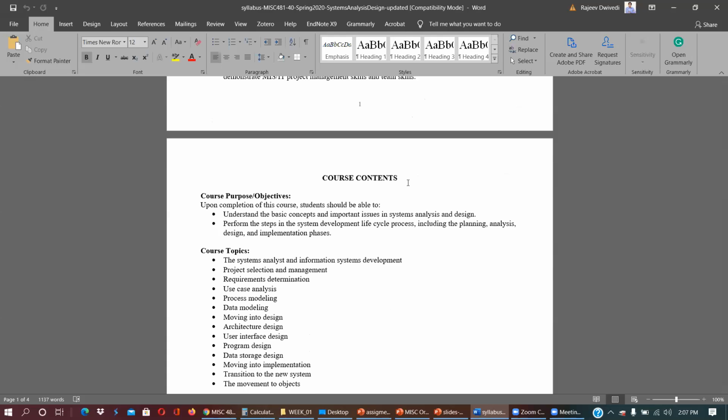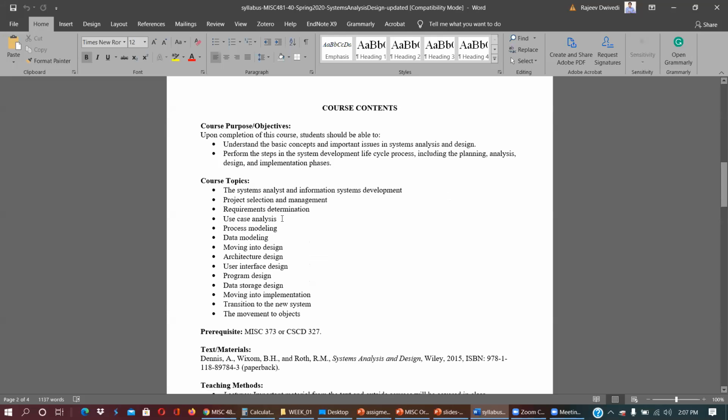Once you complete this course, you should be able to understand the basic concepts and important issues in system analysis and design, and perform the steps in the system development life cycle, which is planning, analysis, design, and implementation phase. So basically, there are two objectives that we are going to accomplish at the end of the course. It means during the course, you will have confidence in these two things.